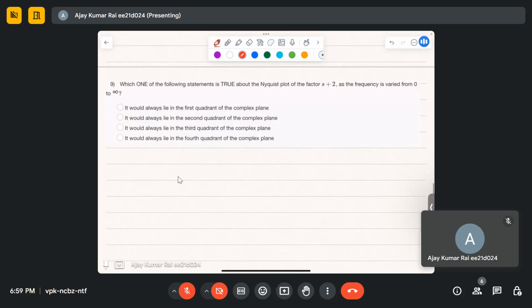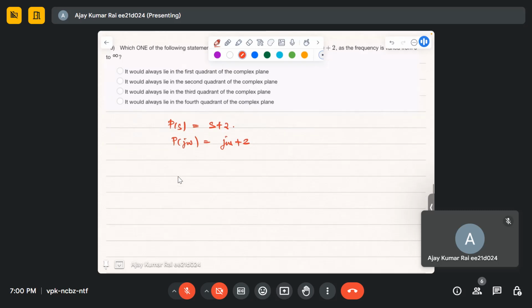So in this question, which one of the following statements is true about the Nyquist plot of the factor s plus 2 as the frequency is varied from 0 to infinity? You have to plot the Nyquist plot and see in which quadrant it is lying. So what is the sinusoidal transfer function? Let me write it like this: j omega plus 2.